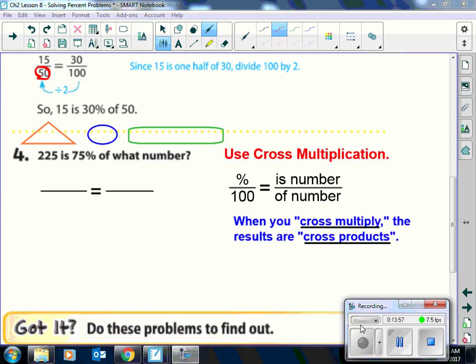So now I'm going to show you a little bit of cross multiplication. Okay? Now, this is very new. This is not in your textbook, so you need to make sure you write this down 100%. So we want to know 225 is 75% of what number? So we're going to use our percent proportion. Remember, the is number is the part, and the of number is the whole.